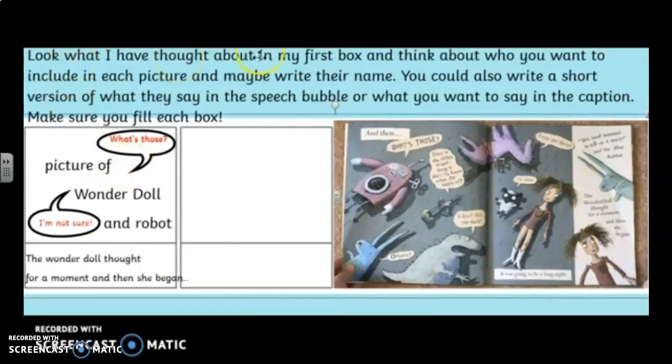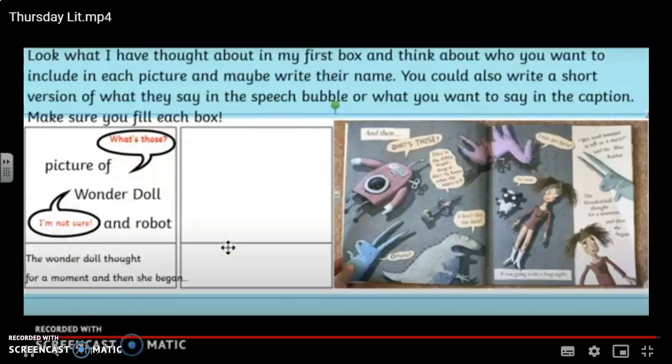Okay, so I would recommend choosing a page that has a little bit more writing than this one does, and then you'll find it easier to turn them into captions. If you do pick a page like I did that doesn't have lots of writing on, you can just create your own little captions, and that's absolutely fine. Okay, but you need to be planning what picture you're going to have, what caption you're going to write, and what your speech bubbles are going to say. Okay, I look forward to seeing your plans and what you come up with.